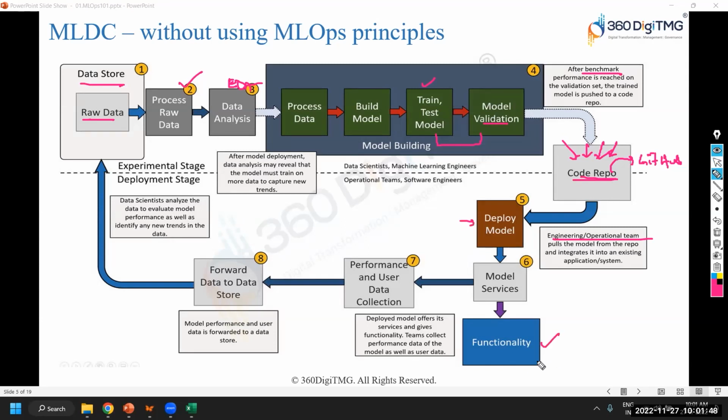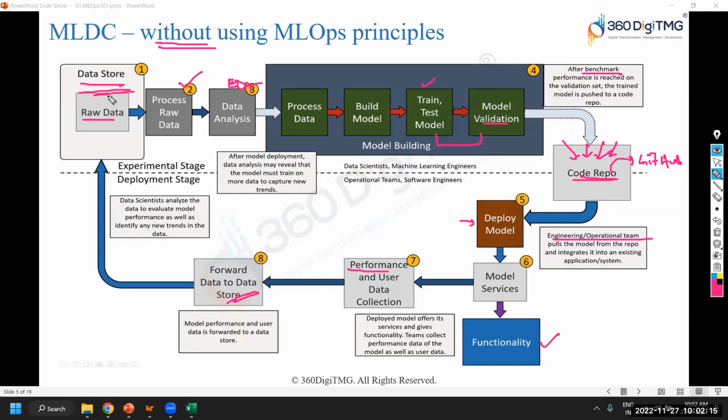And as the end users start using the functionality, they generate a lot of new data. The model is generating the results data. All that would be again stored back into the data store so that we can do the performance metrics, basically the comparisons and all that. So this is without MLOps principles being followed.